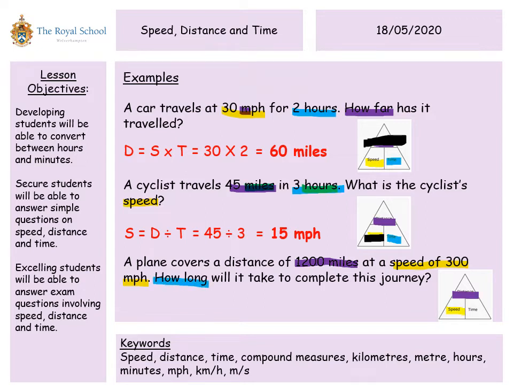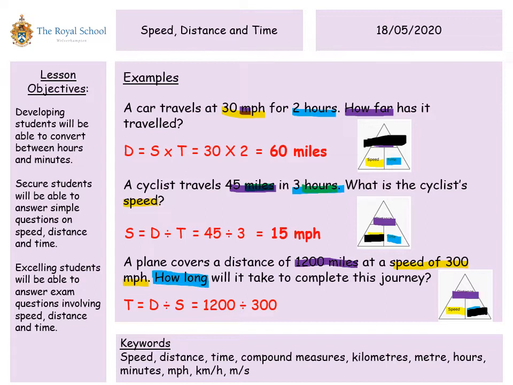So how long in this case, in the context of this question, is asking for a time. Now, how long could have been the total distance as well, but in this case it's going to be a time. So we've got to work out time. So again, cover up time. We've got distance divided by speed. So distance, as we saw, was 1,200 miles. Speed is 300. So we need to do distance divided by speed. So 1,200 divided by 300.